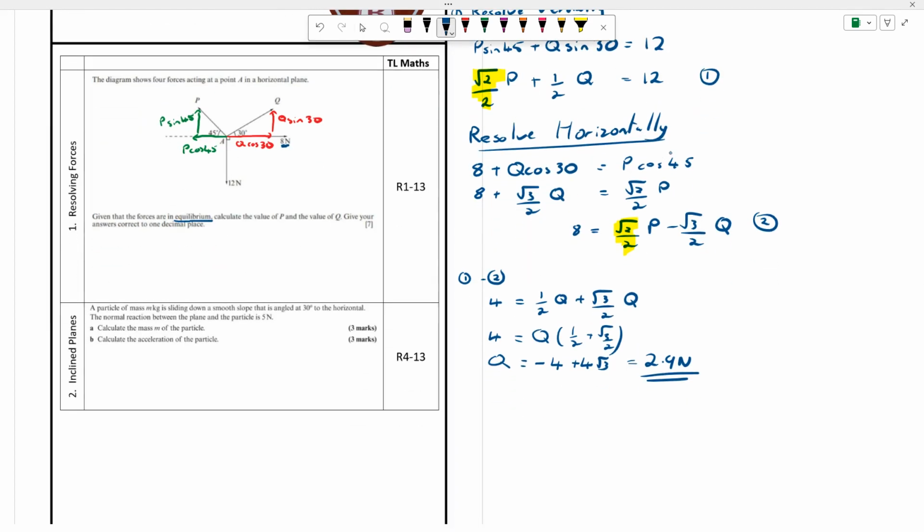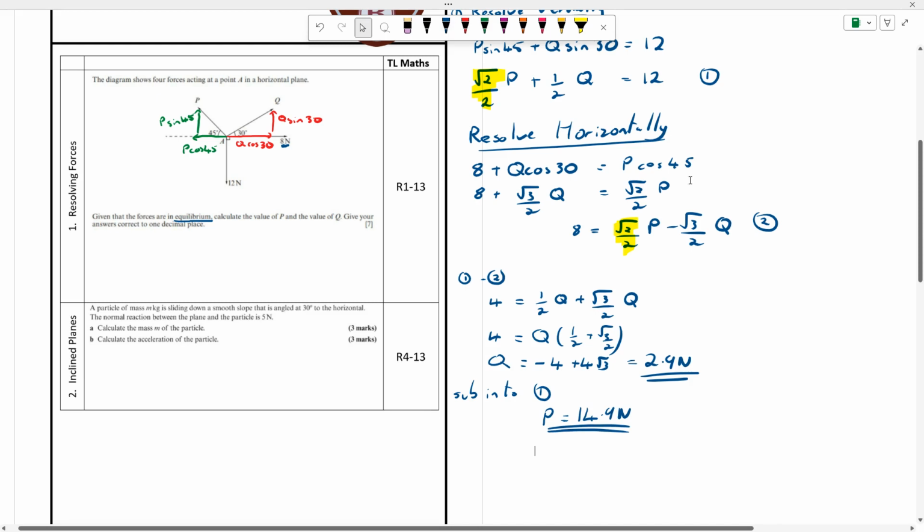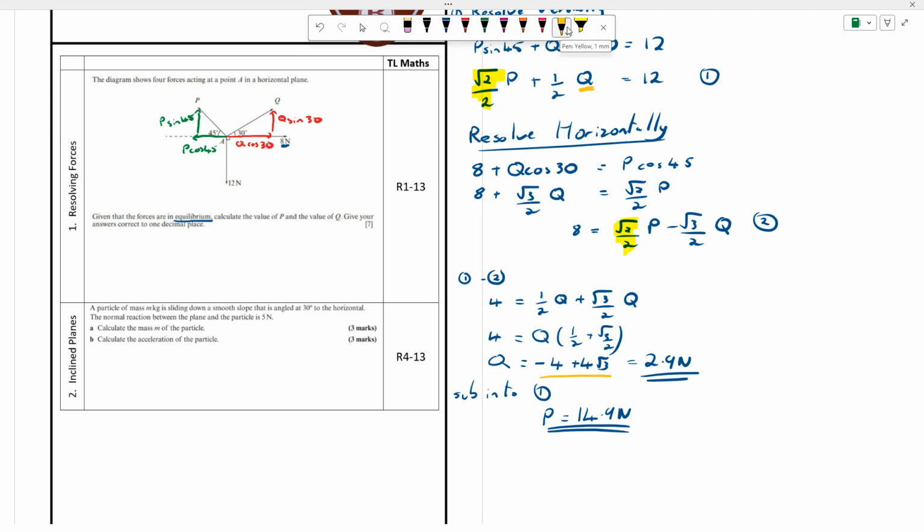Now, to find P, I'm simply going to substitute it back into 1 or 2. So if I sub it into 1, I'm going to use my exact value. It's going to give me P as 14.9 newtons. There's my two values, okay? Now all I've done there is I've subbed my exact value of Q here, so minus 4 plus 4 root 3, into this equation here, and I've just rearranged and solved, just using my calculator and exact values.